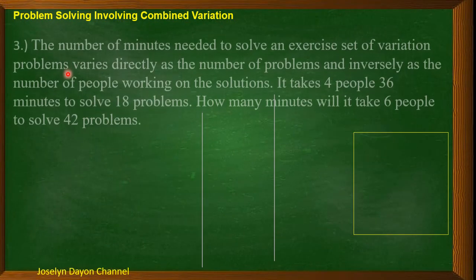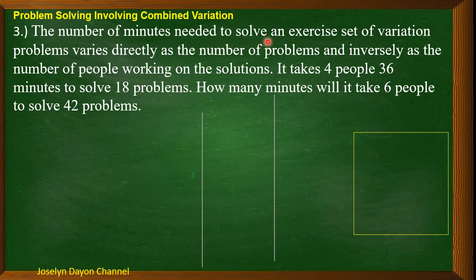Next example. The number of minutes needed to solve an exercise set of variation problems varies directly as the number of problems and inversely as the number of people working on the solutions. It takes 4 people 36 minutes to solve 18 problems. How many minutes will it take 6 people to solve 42 problems?